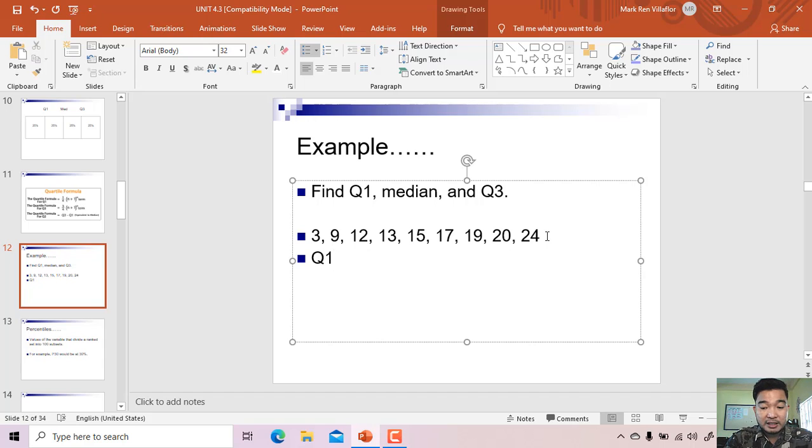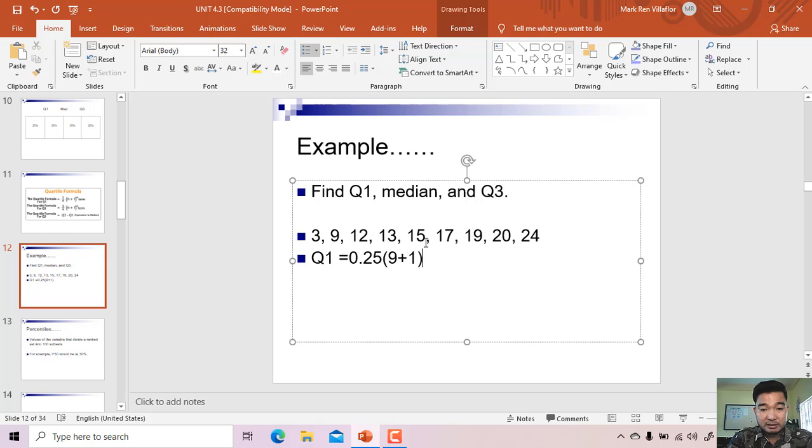So, we have Q1 is equal to, the formula here is 1/4, correct? So, what is 1/4 in decimal? Kung gumagamit tayo ng calculator, that is 0.25 times n. Our n is the number of set of scores. How many scores do we have here? 1, 2, 3, 4, 5, 6, 7, 8, 9. So you have 9. That's 9 plus 1.